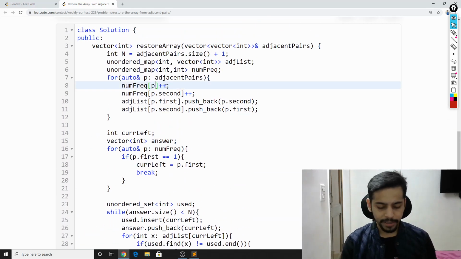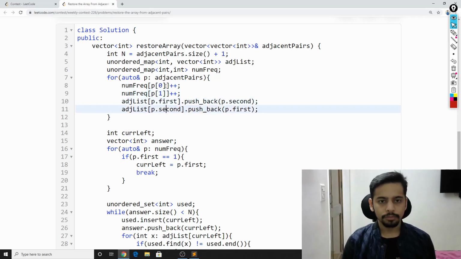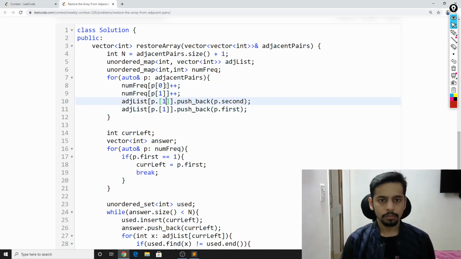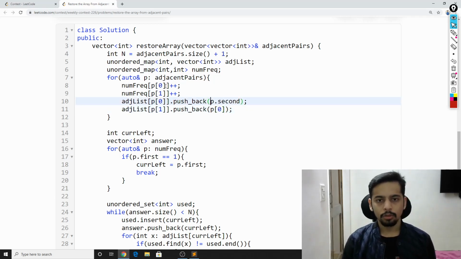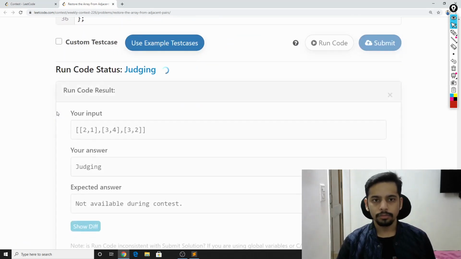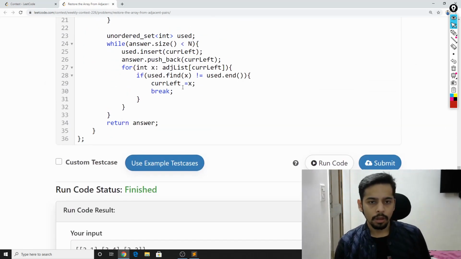So here what I should do is p at 0 because it's a vector. This will be at 1. This will be p at 0. And this will be p at 1. Let me try to run the code now. It says 1 1 1 1 1, which is pretty bad.